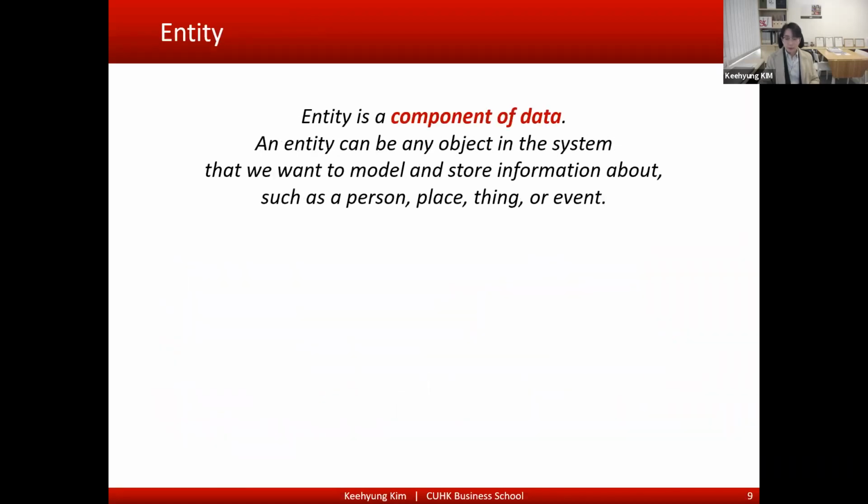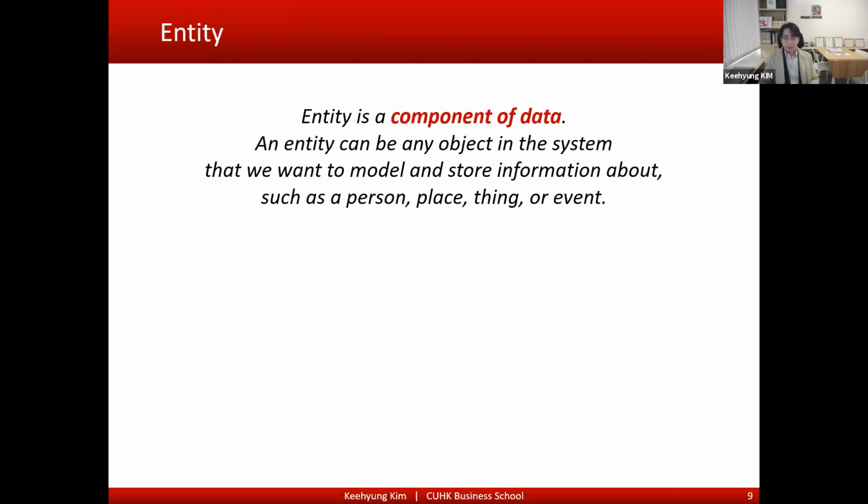So the first step is the entity. We have to identify what kind of entity exists and what kind of entity we want to create in our database. An entity itself is a component of data, and an entity can be any object in the system that we want to model and store information about. Examples are person, place, things, or event.